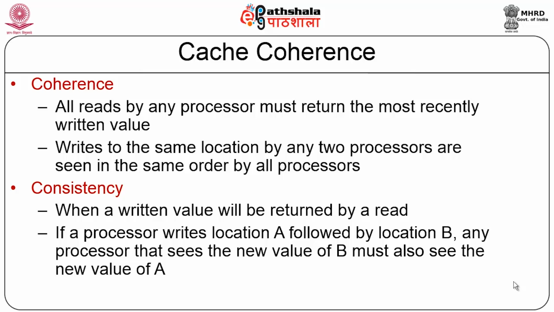If you look at the coherence problem and the consistency problem, coherence is more about what data is being read by a processor when it is modified by some other processor. A processor modifies it, and the same processor reading it or a different processor reading it must get the modified information. That is the coherence problem, what value is returned.